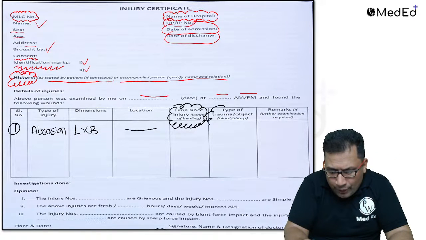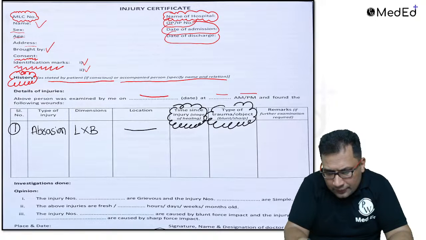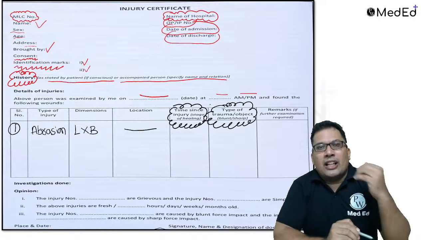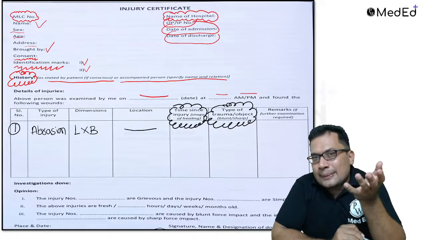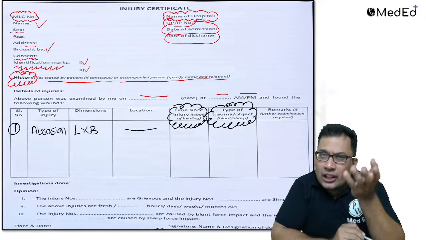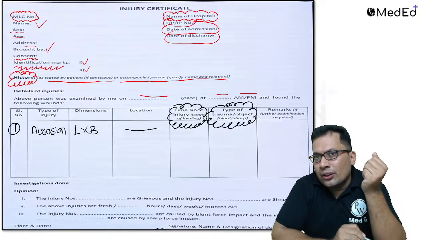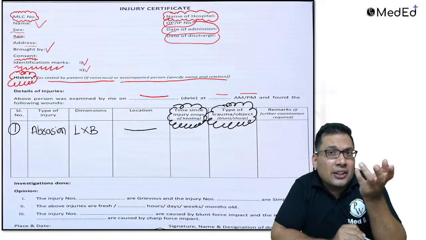Then type of trauma or the object, whether it is blunt force or it is sharp force. Like abrasion caused by the blunt force, contusion caused by the blunt force, incised wound caused by sharp force.